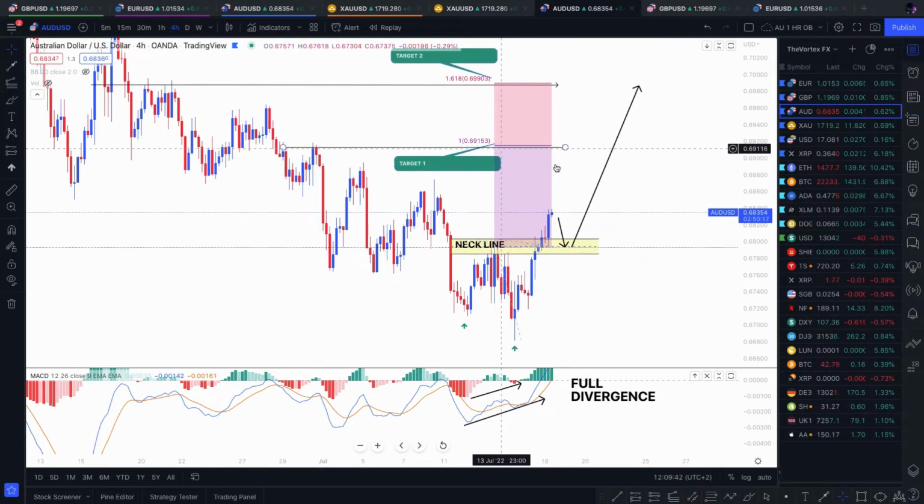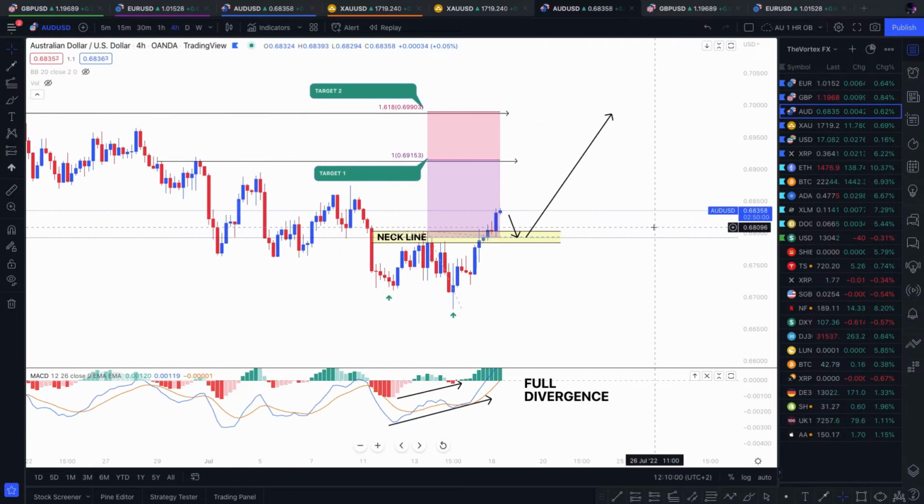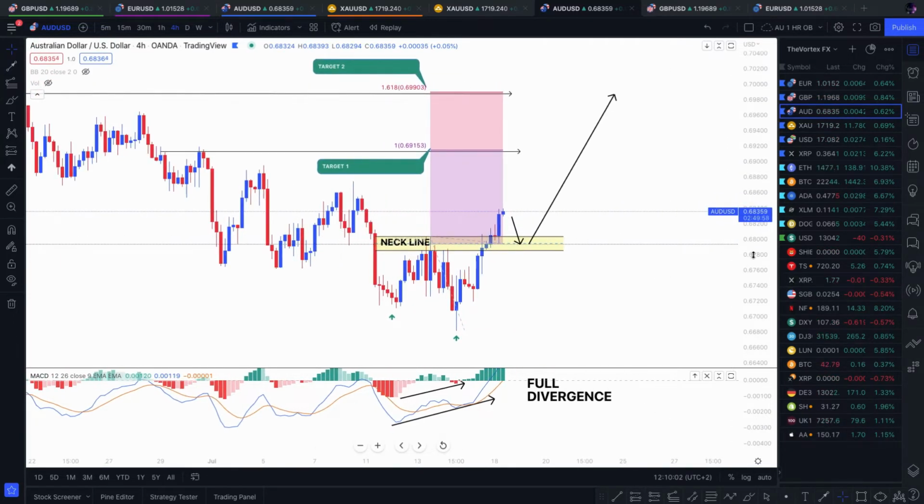And my first target would be this area, right? Around the 6914 region of price, and the second target around the 0.699 or 6989, somewhere around there, right? But before I even start looking for things like that, I want to see price retrace, right?